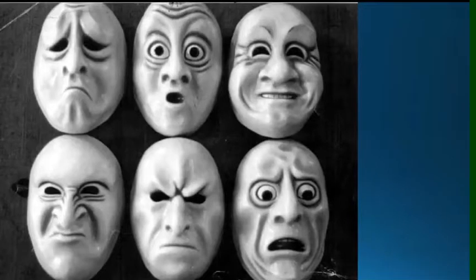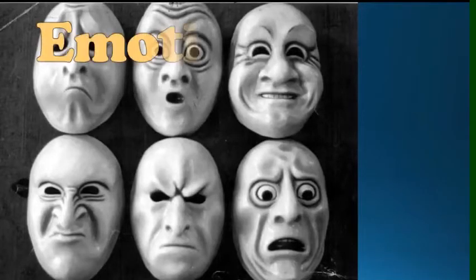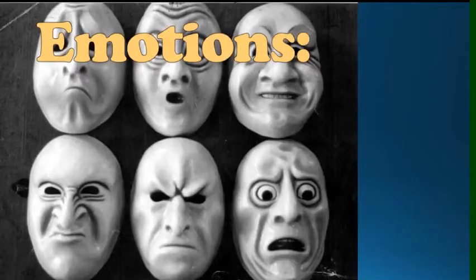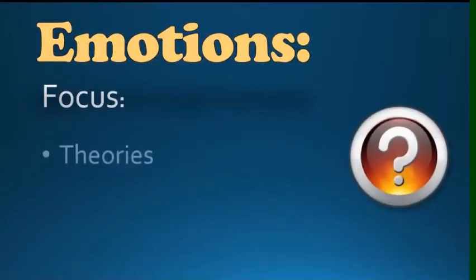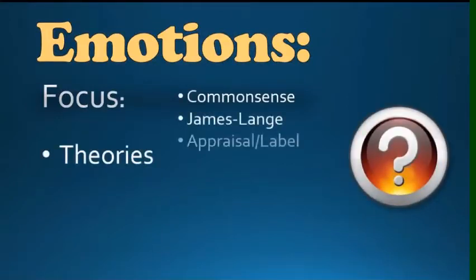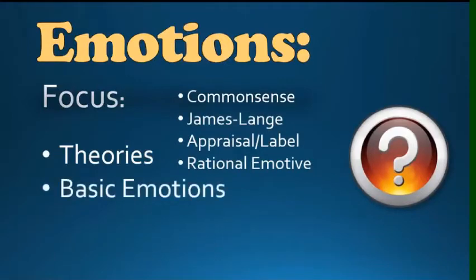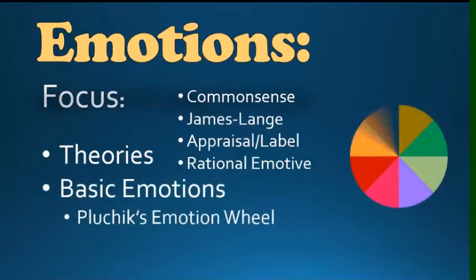Many people discount the importance of emotions, but emotions help us in a variety of ways. Our emotional instincts help us assess threats, survive, and grow. But how do emotions occur? And what are the basic emotions? That's what this video will focus on. Theories such as the common sense, James Lange, appraisal label, and rational emotive, and the basic emotions, with a nod to Robert Plutchik's emotions wheel.